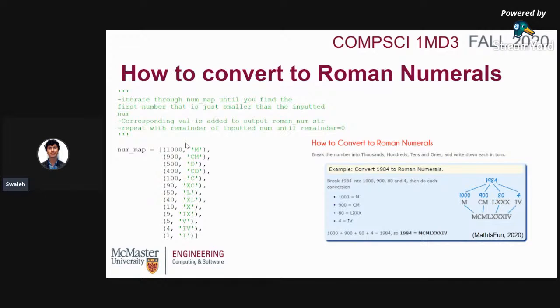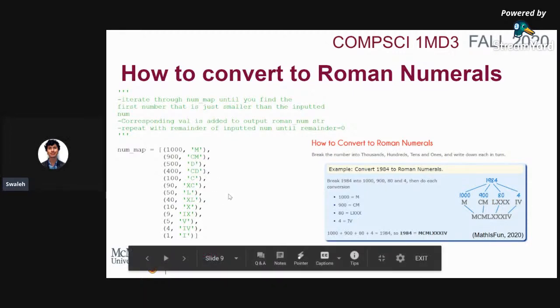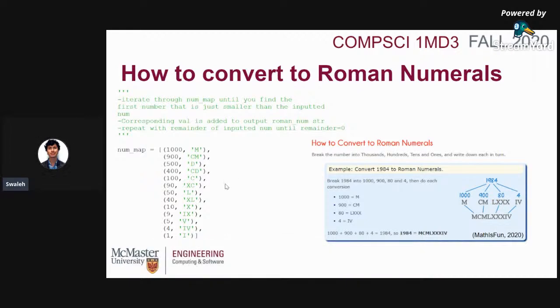As you can see here, we have this Roman numeral map that shows the letter equivalent for all of the numbers. For example, 1,000 in Roman numerals is an M, 900 is a CM, 500 is a D. So we have this really useful map that we can copy into our code, because we can use this map when converting from a number to a Roman numeral.